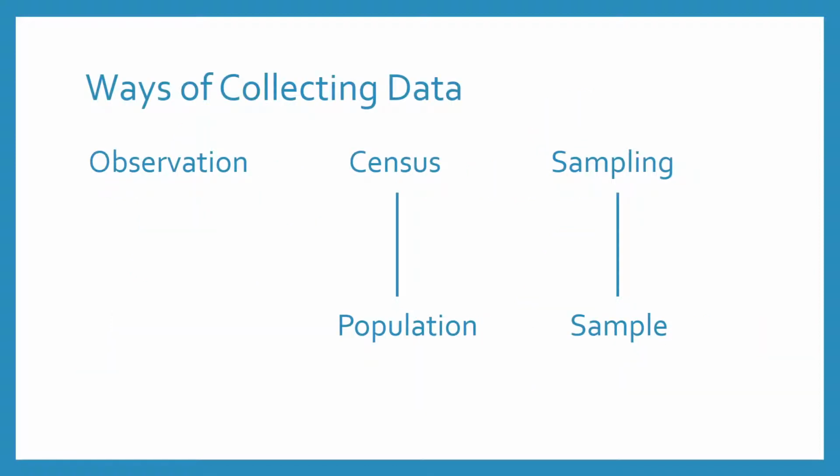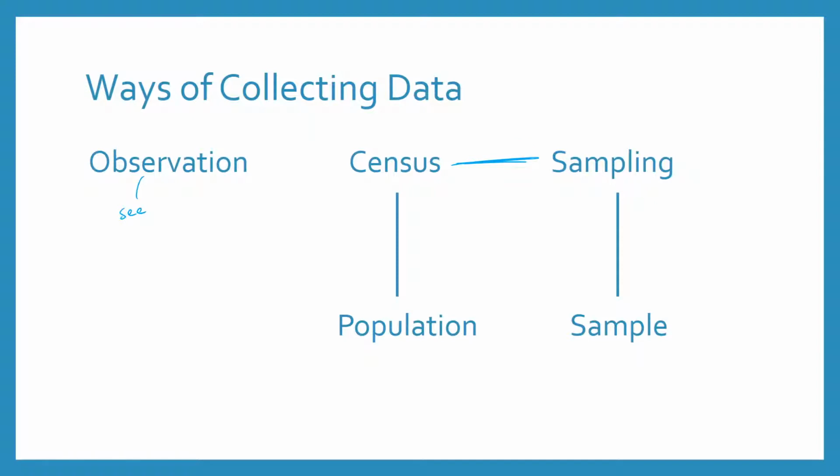So now we're going to look at different ways that we can collect data. So the first one is observation. This is when we can stop and look. So we might be observing what types of animals are in an environment, or what direction most cars are going at a traffic light. So it's when we're standing somewhere and we can watch and take notes. The next one, and these two have a very important distinction between them, a census and sampling.